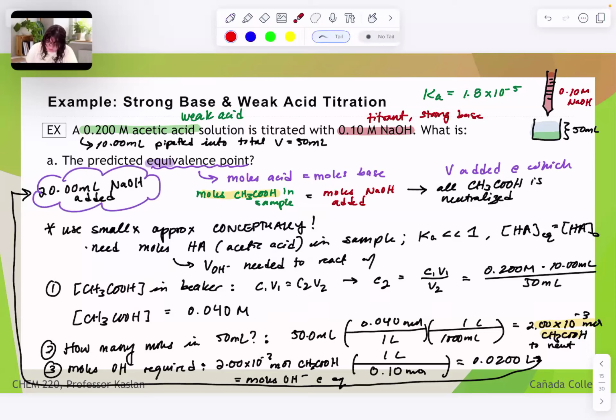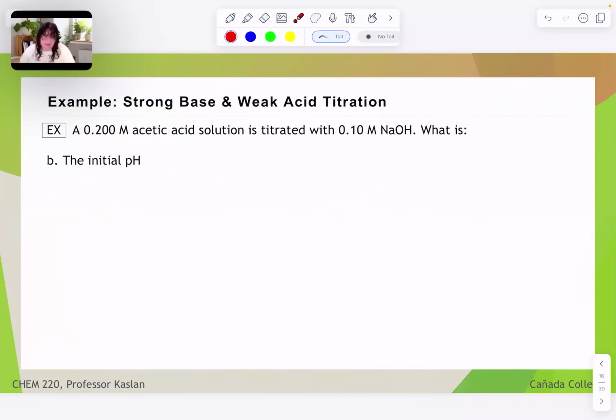That is the volume of our titrant NaOH that contains the exact amount of moles equal to the amount of moles of acetic acid present in the beaker. Okay, predicted equivalence point. Up next, in our next video, we are going to look at how we might calculate the initial pH. So just for reference, I am going to put our Ka of acetic acid up here. So let's figure out what's going on in our next video. So see you for part B in our next lecture recording.